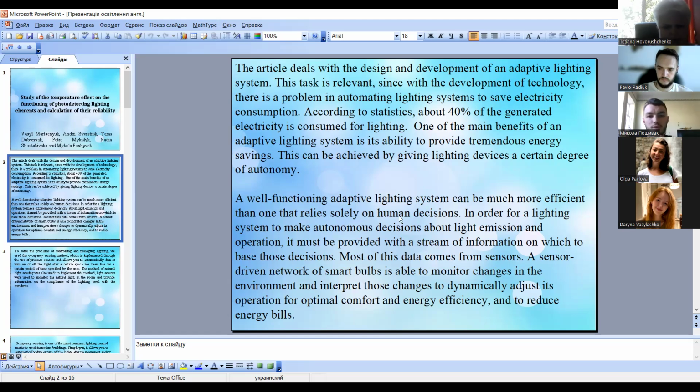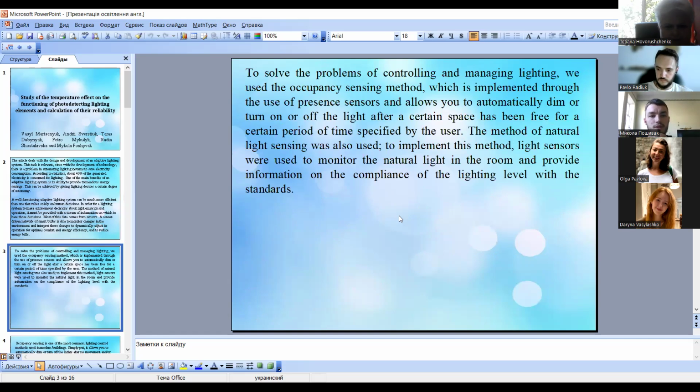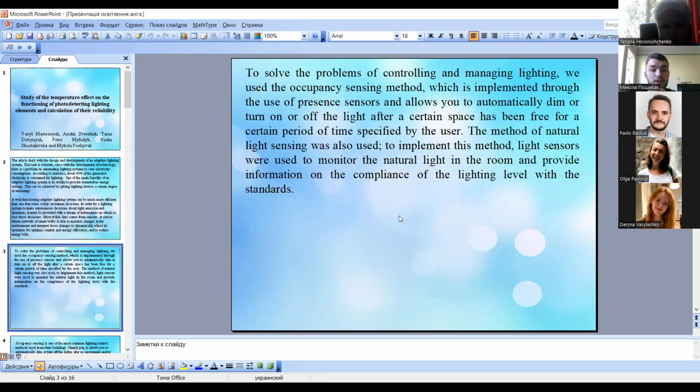To solve the problems of controlling and managing lighting, we used the occupancy sensing method, which is implemented through the use of a presence sensor and allows you to automatically dim or turn off the light after a certain space is free for a certain period of time specified by the user. The method of natural light sensing was also used. To implement this method, light sensors were used to monitor the natural light in the room and provide information on the compliance of the lighting level with the standards.